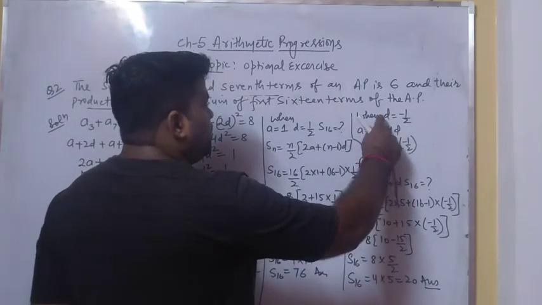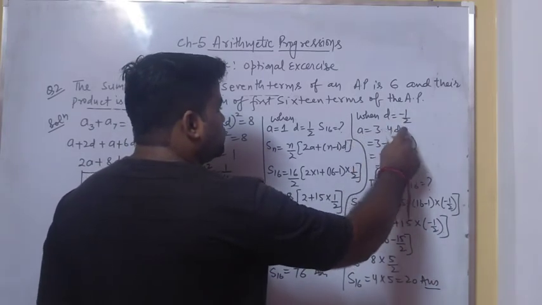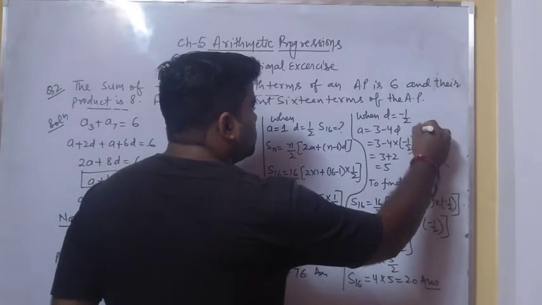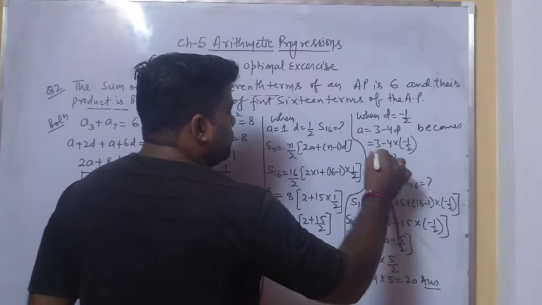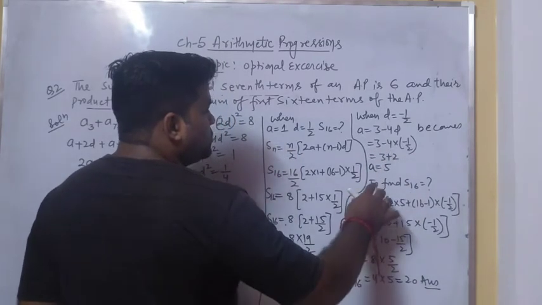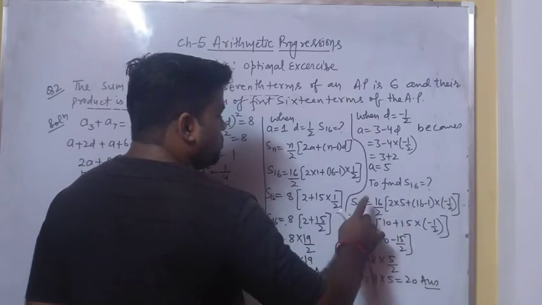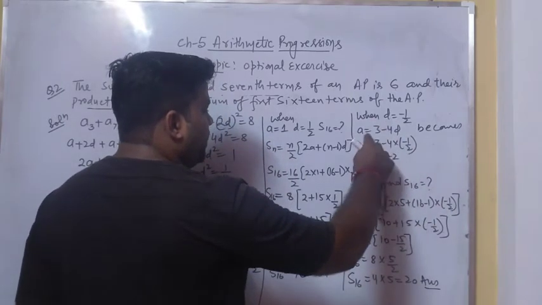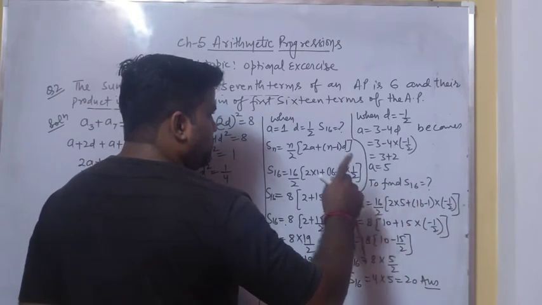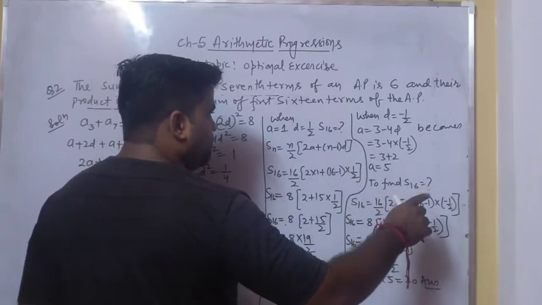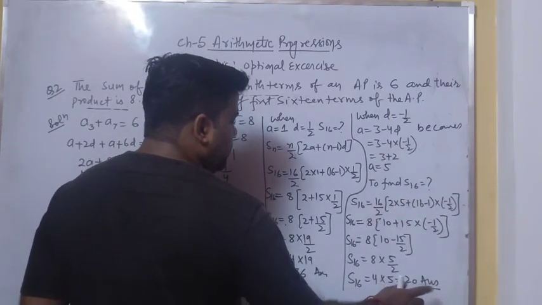Similarly, when we take the value of D equal to minus 1 by 2 and put that value in the equation A equal to 3 minus 4D, on solving we get the value of A equal to 5. Similarly, to find the sum of 16 terms, we put the values of D, A and n, which is equal to 16, in the formula Sn equal to n by 2 bracket 2A plus n minus 1 into D. On putting all the values, we get the sum of 16 terms as 20, which is the required answer.